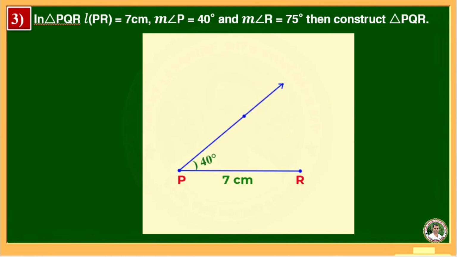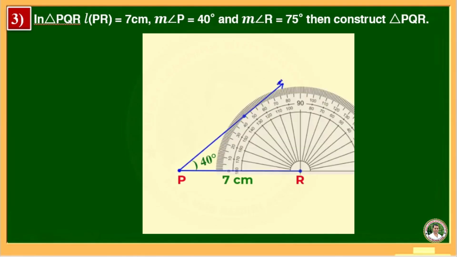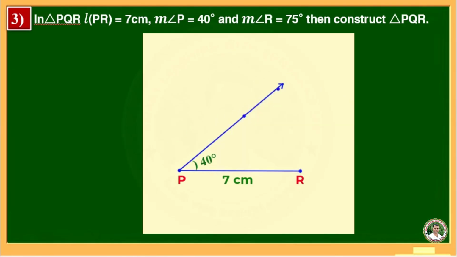Next, angle R is given as 75 degrees. Therefore, by using a protractor, make a mark at 75 degrees and draw a ray RA. The intersection point is nothing but the point Q, and this is the required triangle. In this triangle, two angles and one side are given. This is the required construction of triangle PQR.